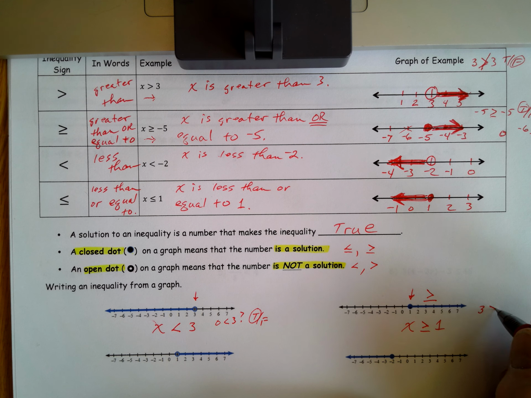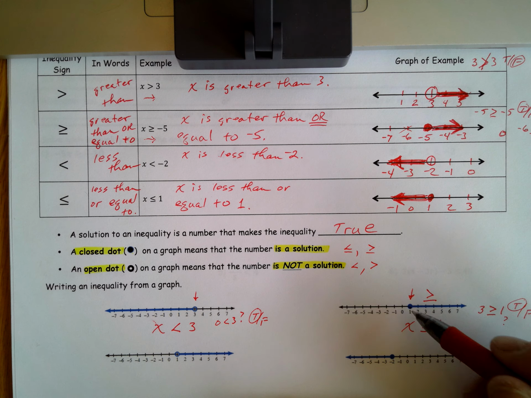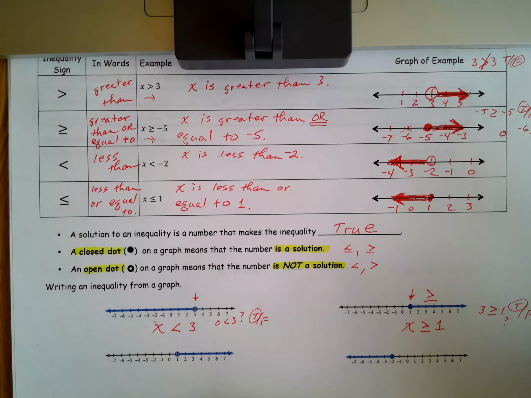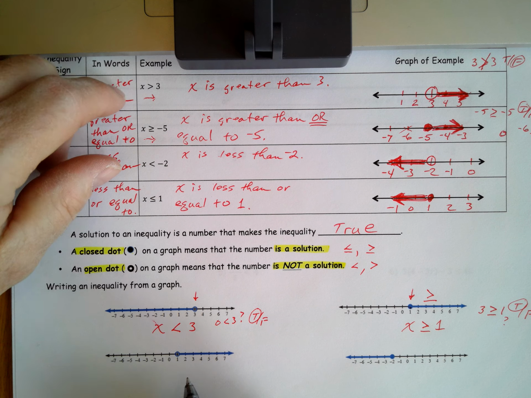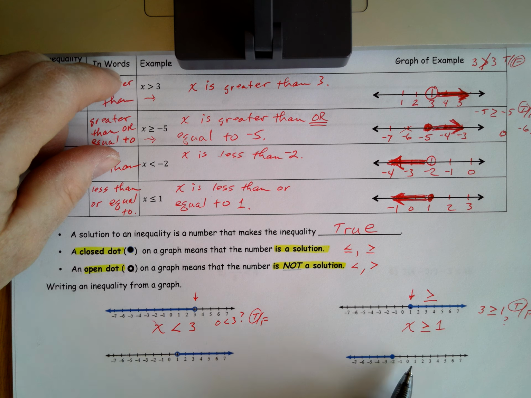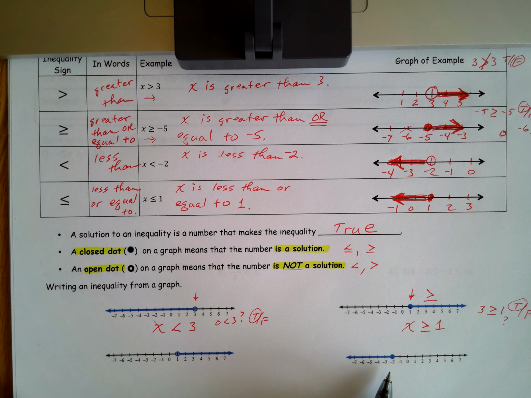Let's pick 3. Is 3 greater than or equal to 1 true or false? 3 is greater than 1. There it is. What about 1? 1 is equal to 1, so it would be true as well. Okay, you do these two, and then check your answers on my posted completed notes key.